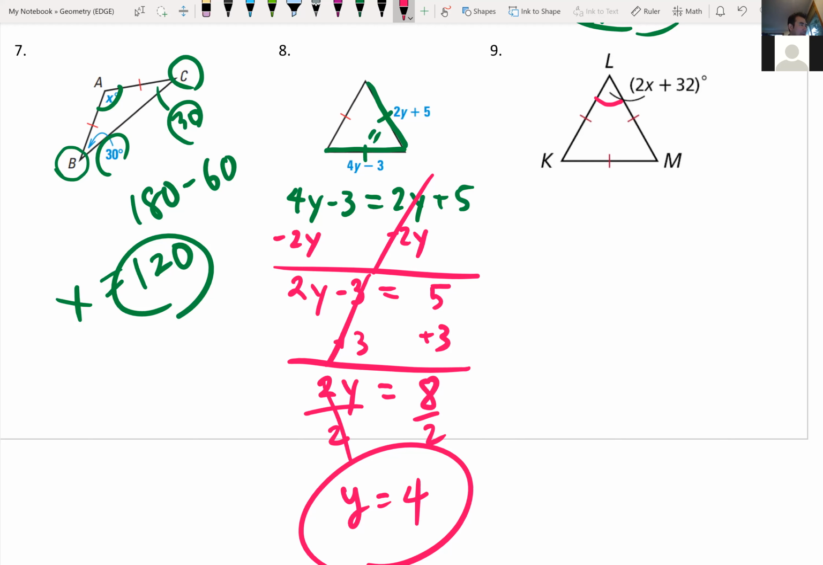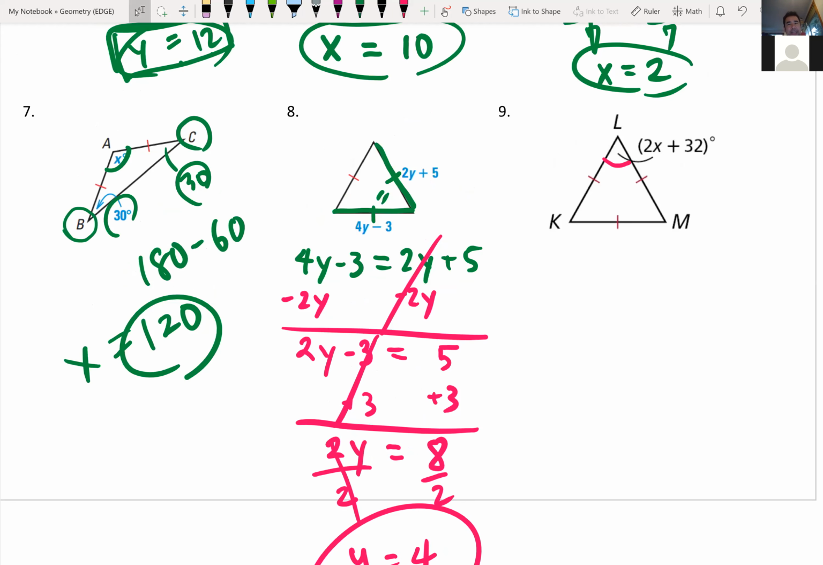So how did you set up? Does anybody have the answer for number 9? Nobody? Now, what type of triangle is this? What's the name of the triangle? It is an equilateral triangle. How do you know that?